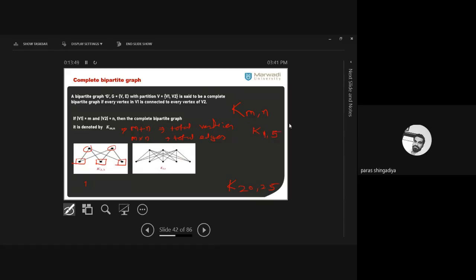Take one vertex on one side, and the remaining 5 vertices you can consider on the opposite side. Clear? There are 5 vertices here, and connect this vertex with the remaining 5. That is the graph of K15. Similarly, you can create the K11 graph, K22 graph, K33 graph, with the same quantity you can also consider.